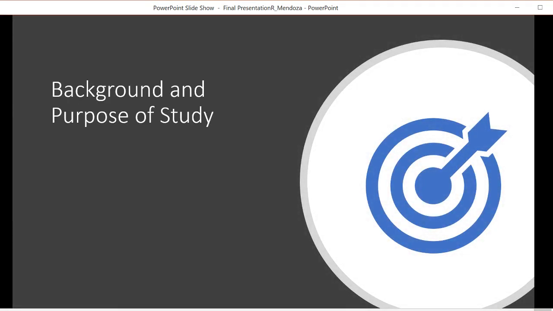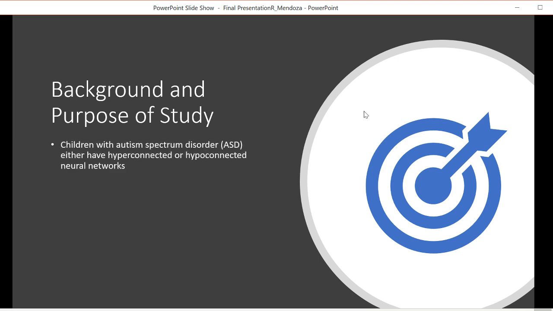Background and purpose of study. Children with autism spectrum disorder either have hyperconnectivity or hypoconnected neural networks. Previous research has demonstrated that children with ASD have neural networks that are hyperconnected, which can explain the hypersensitivity some children with ASD may have towards lights and emotional reactions, as well as others with an astutely enabled memory.